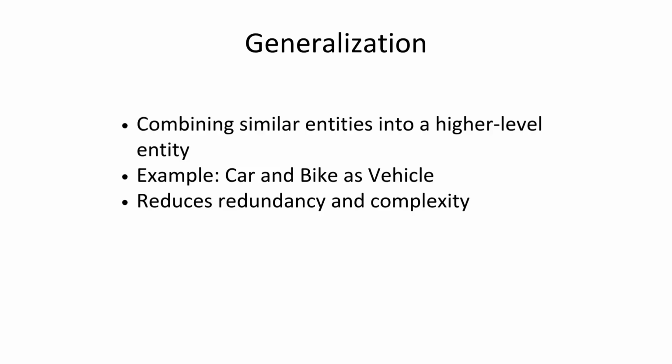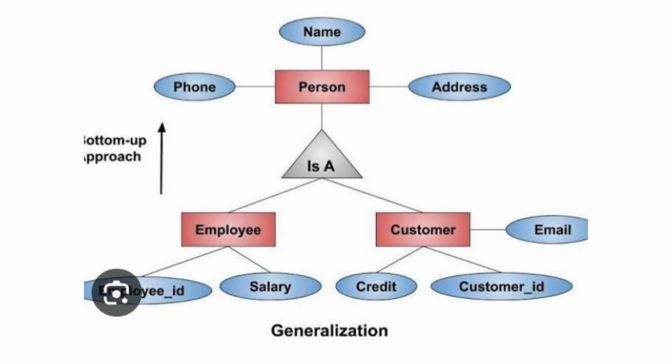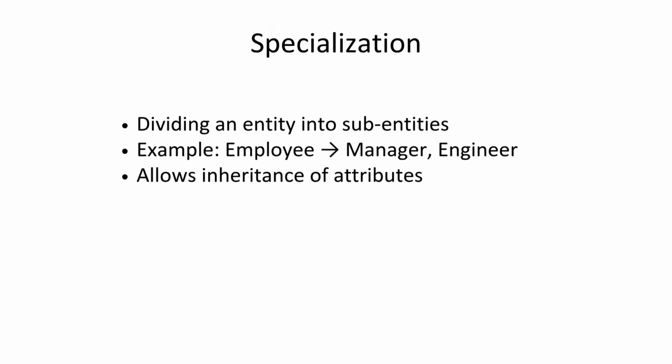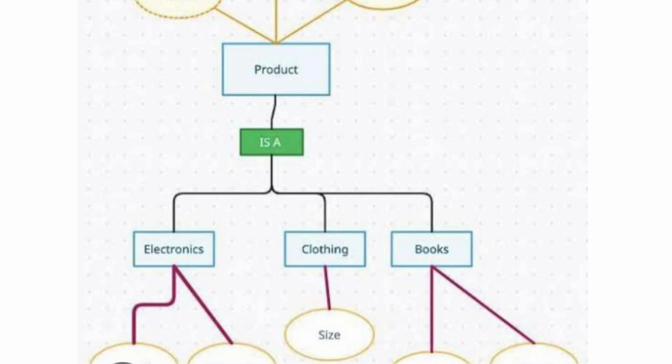Generalization. Generalization merges similar entities into one. Example: car and bike become vehicle. Used to simplify design and group shared attributes. Specialization. Opposite of generalization. Breaking one entity into subtypes. Example: employee, manager, clerk, technician. Each subtype can have its own unique attributes.